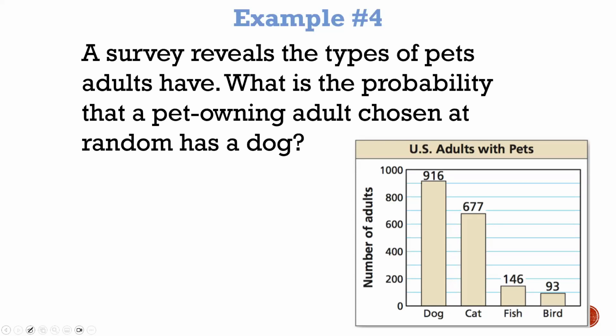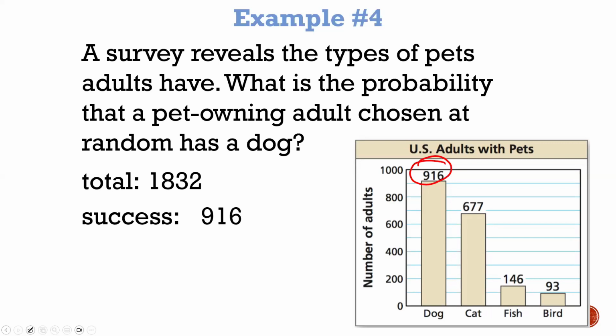Since people can have different kinds, what type of pet did you buy most recently? If you buy a cat and a dog at the same time, that's kind of weird, so that didn't happen. So you got, say, 916 bought a dog, 677 bought a cat, and then fewer people bought a fish and a bird. Here's the total. And if we want to do dog, the success is 916. So we can say that this probability is 1 out of 2.